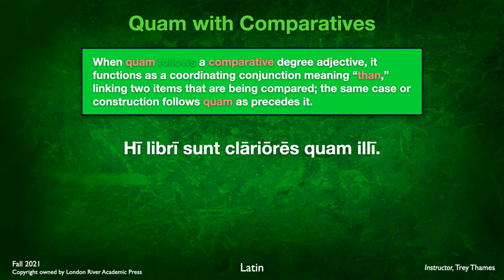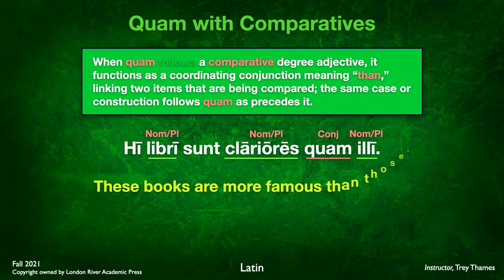Hi libri sunt clariores quam elli. Here we have our subject, hi libri, in the nominative plural, these books. And we have clariores, an adjective in a comparative form, nominative plural. We also have elli, the demonstrative pronoun in the nominative plural. And what we have here is this elli being preceded by the conjunction quam. So the translation would look like this.